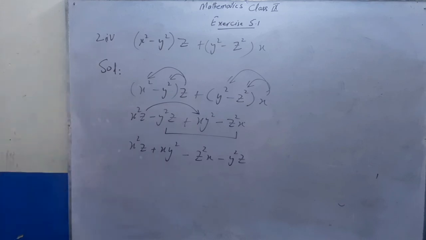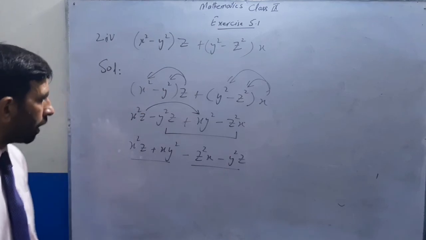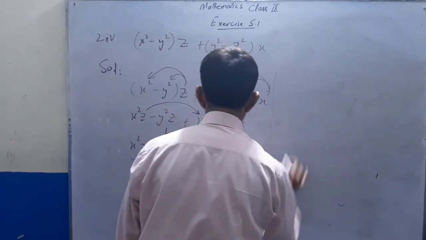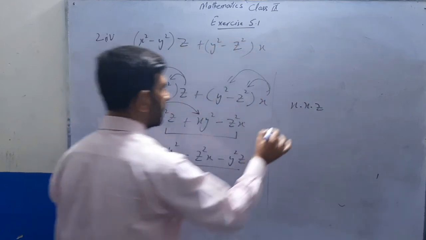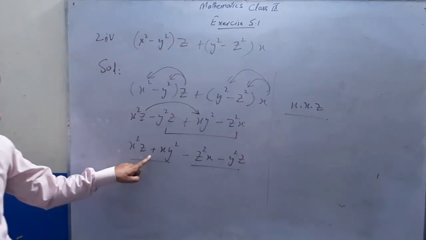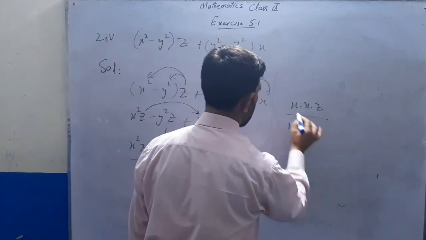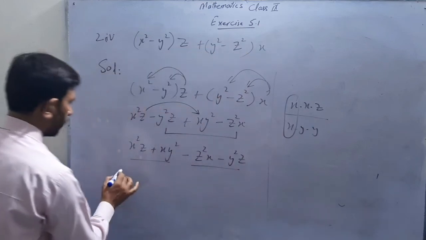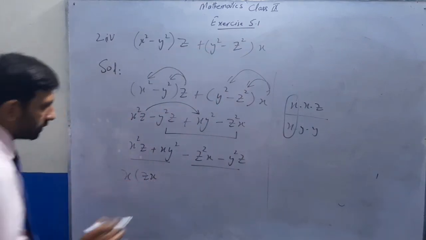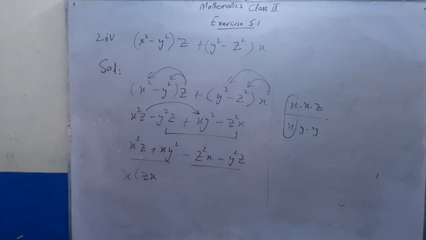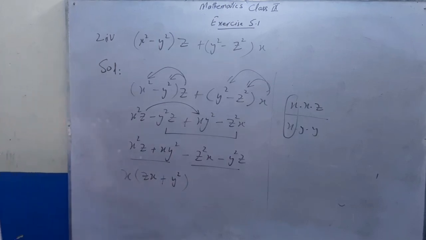Now take common from these four terms. It's simple. Four terms are over here. Just take common from the first two terms. Write x is 2 times, so x dot z. Then there is a plus sign, so draw a line and write x dot y. What's common? Just x is common. When x is common, what's left? xz, or you can write zx, left, and below the line there is y square. So zx plus y square is left.